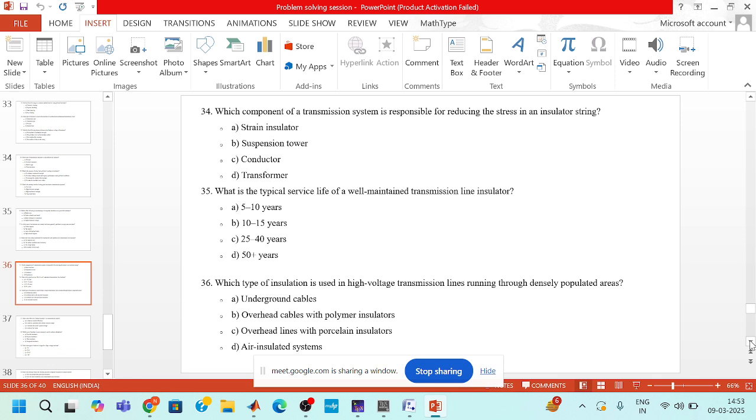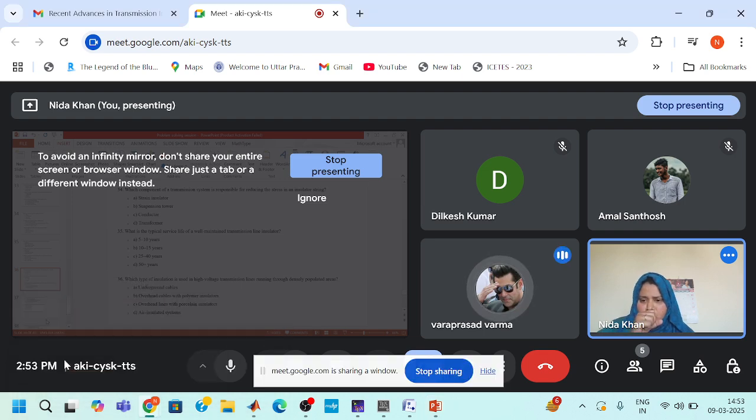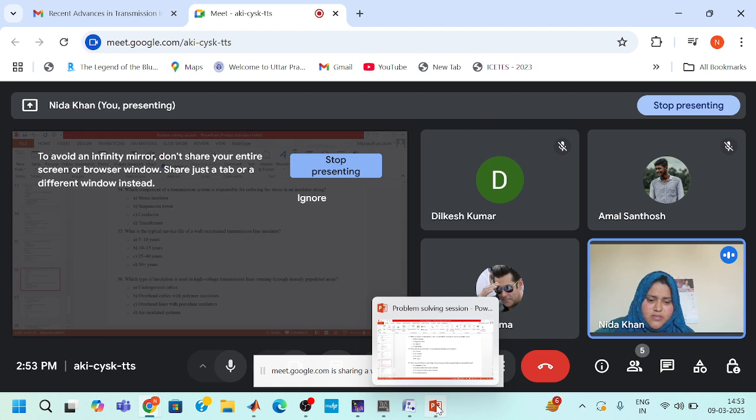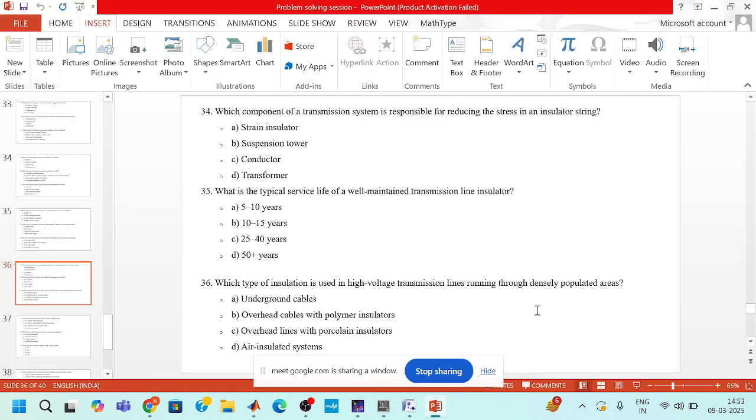Now the next question is, which type of insulation is used in high voltage transmission lines running through densely populated areas? Okay, options are underground cables, overhead cables with polymer insulators, overhead lines with porcelain insulators, and option D is air insulated system. Underground cables, madam. Yeah, option A is the correct answer. Underground cable is used for highly populated areas.